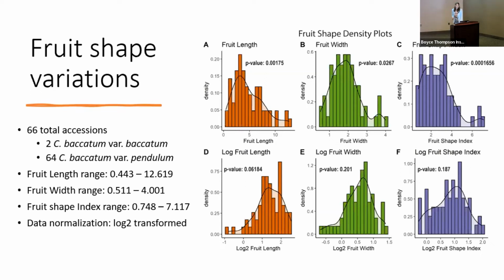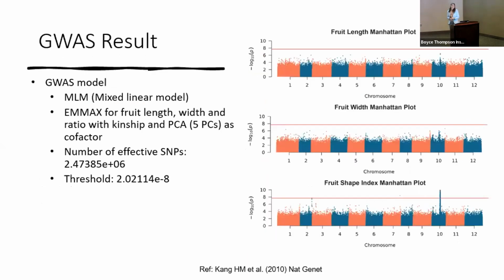I also had to do some data normalization because the raw data in these top histograms doesn't follow a normal distribution, so it's not going to work for the statistical tests later on. So I did a log2 transformation on all the data. You can see I get much nicer normal data. And then we're ready for the GWAS finally.